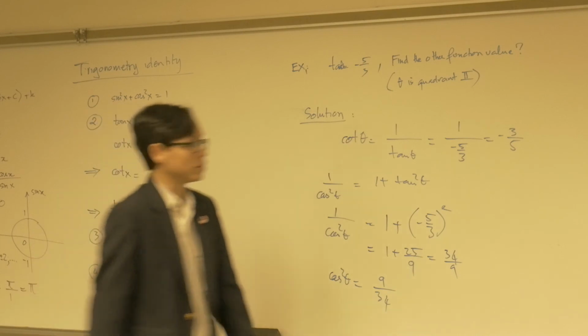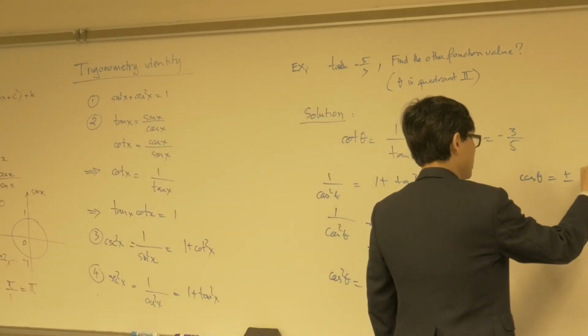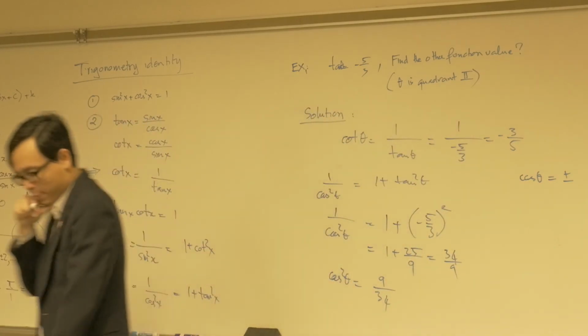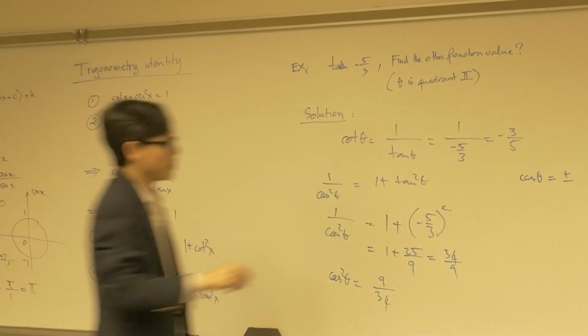Okay, then you take the square root. That gives you cosine equal to plus or minus 9/34. Okay, now we go back to the condition. This is in quadrant 2, so which one are we going to take, positive or negative? The negative. Because it's in quadrant 2, cosine is negative. If you look at the unit circle, cosine is the x-axis, so cosine negative is in quadrant 2 and 3. So my answer will be negative.